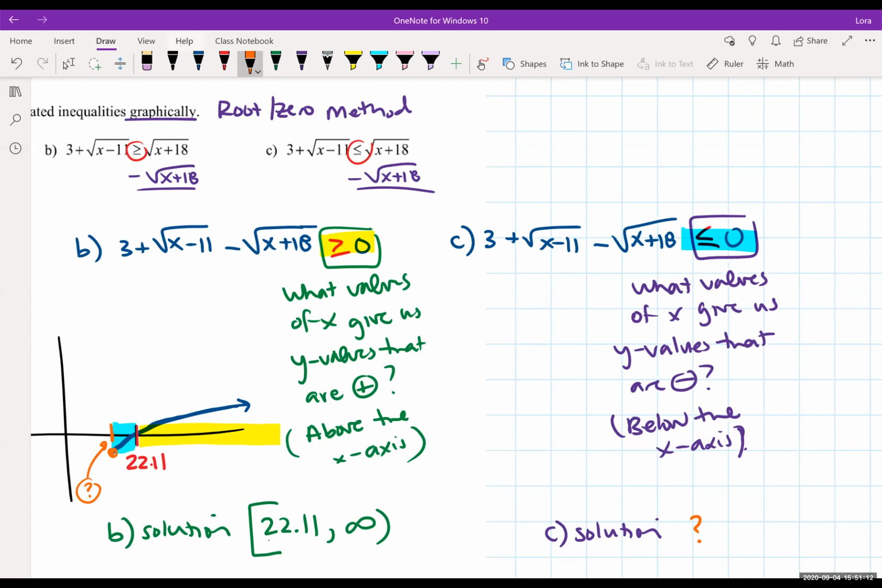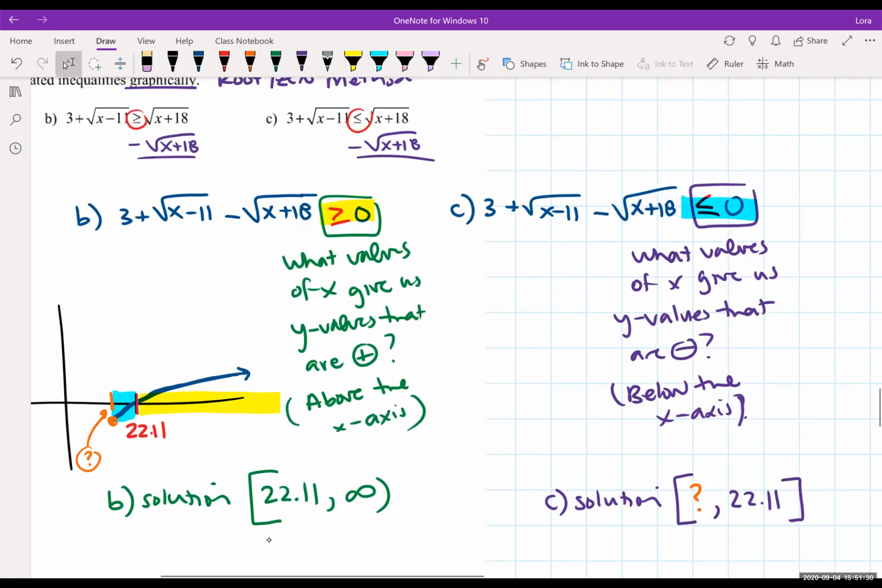And it's going all the way to 22.11. So at least I kind of know this. And I have a bracket. Probably will have a bracket because you do have a function that's below the x-axis at that point. So I just got to figure out what that value is.